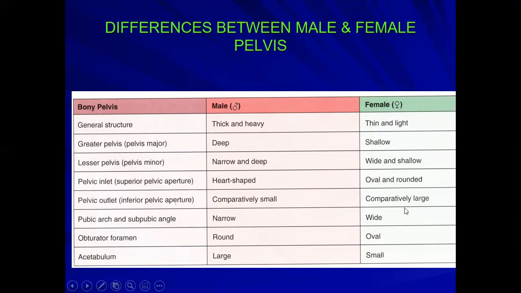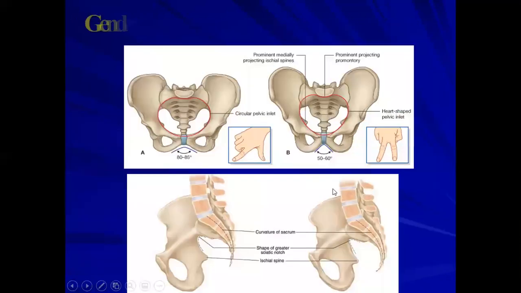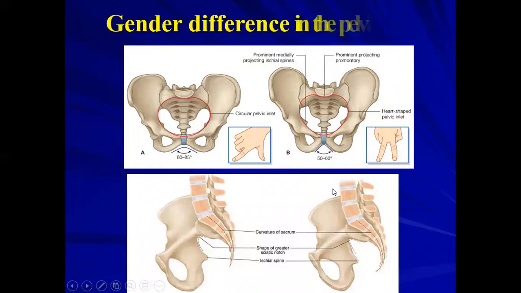So everything for female is very wide, very large. The obturator foramen is round for male and oval for female. Whenever it is oval in shape, it becomes larger, so the space will be more. The acetabulum is greater, larger in male because of the body size, and in female it is small. So this is the gender difference in the pelvis.